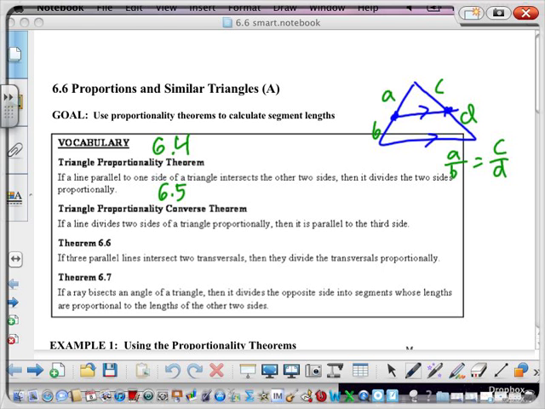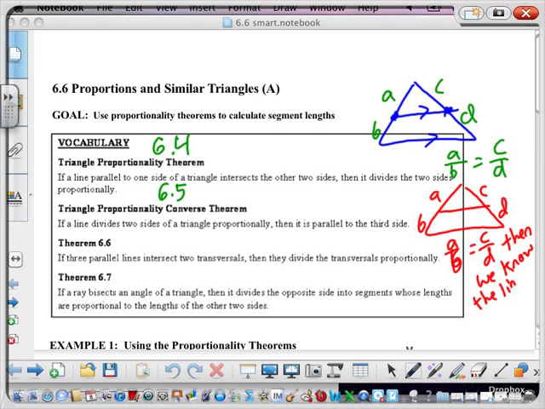Okay, the converse of that is if a line divides two sides of a triangle proportionally, then that third side must be parallel. So if we know A over B equals C over D, then we know the line is parallel. Remember, the stripes are parallel, like 11 looks like parallel. Okay. Any questions about that so far?